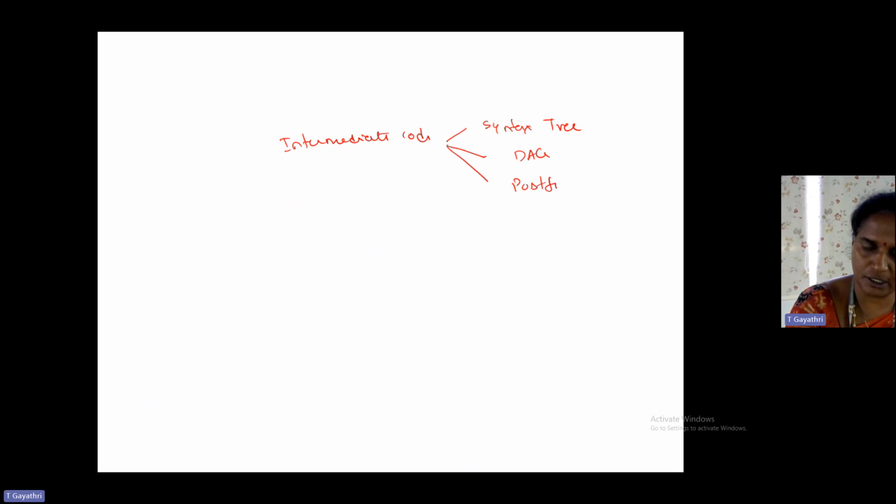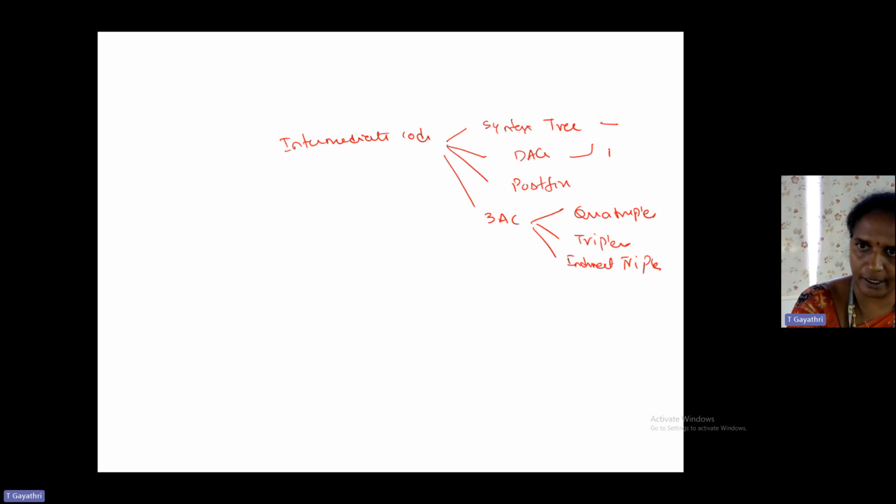So finally, if I'm going to the brief discussion about the intermediate code, here are 4 things. One is the syntax tree. Second one is directed acyclic graph. Third one is postfix notation, and fourth one is the three-address code. Here, quadruples, triples, indirect triples. Okay, tree representation.